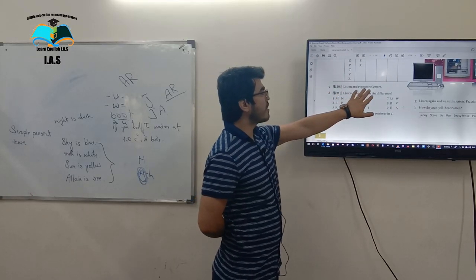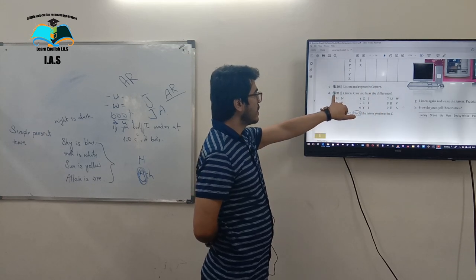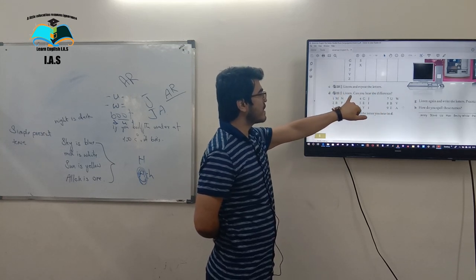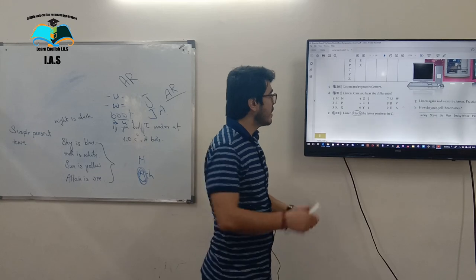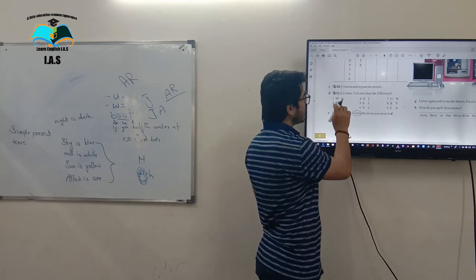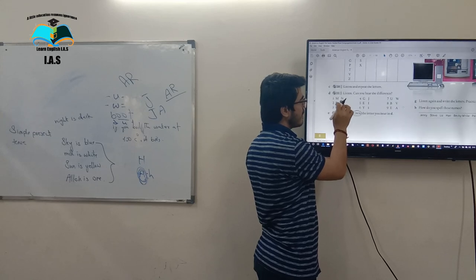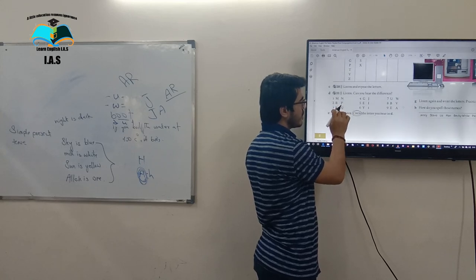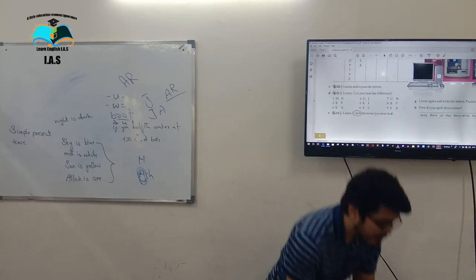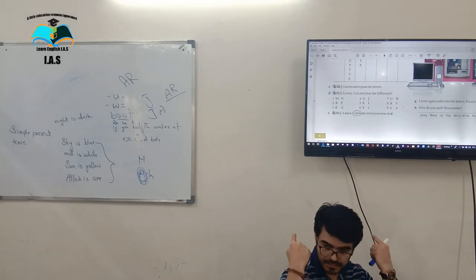Now, listen and repeat the letters. Can you hear the differences? Now, you have to listen to these two. This is M, this is N, B, P, Q, okay? Listen. Just listen. Understand?